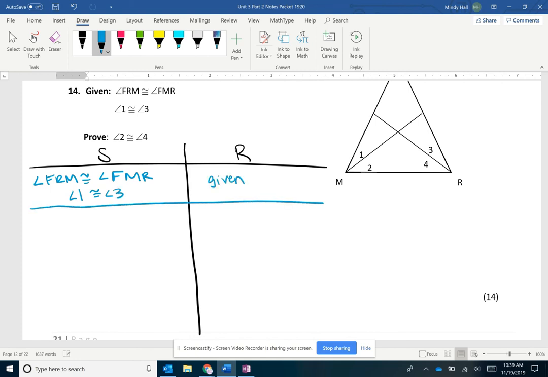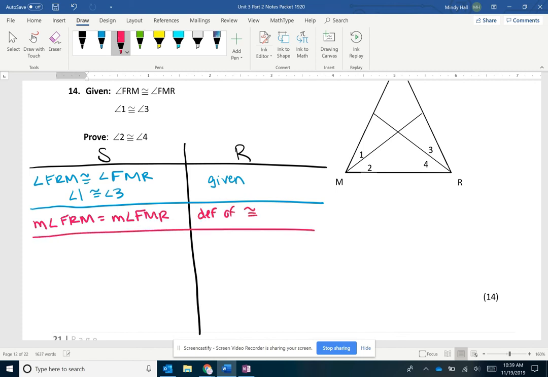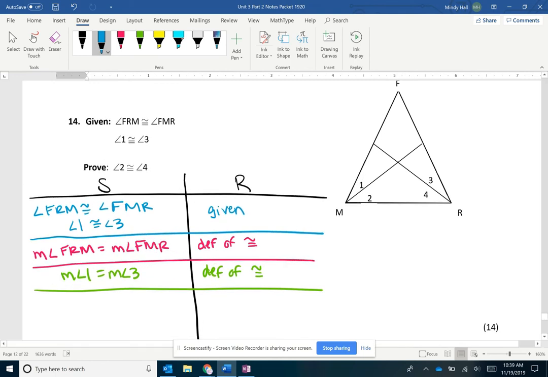So I'm going to get my duh things out of the way. I'm going to say that the measure of angle FRM is equal to the measure of angle FMR because of the definition of congruence. And then I'm going to go ahead and make my life even simpler. Measure of angle 1 equals measure of angle 3 because of the definition of congruence again.